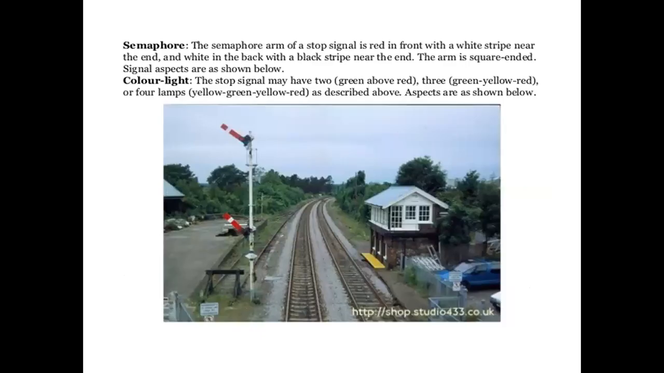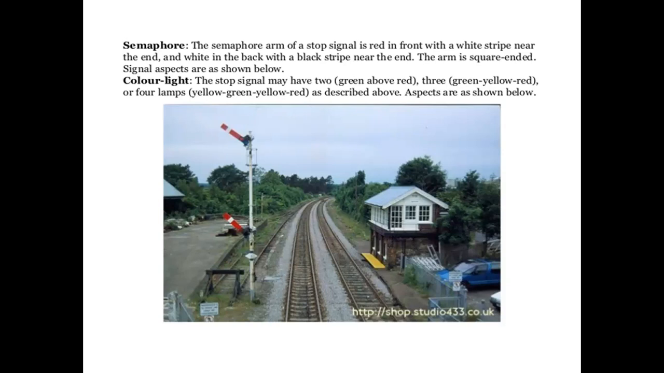The semaphore arm of a stop signal is red in front with a white stripe near the end, and white at the back with a black stripe near the end. The arm is square-ended. These signal aspects are shown below. The colored light stop signal may have two colored lights, which is green above red, or three lights, which is green, yellow, red, or four lamps, yellow, green, yellow, red, as described above.